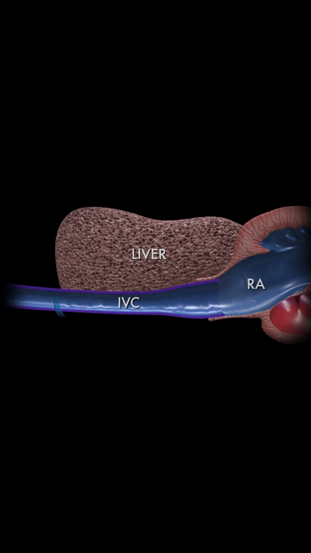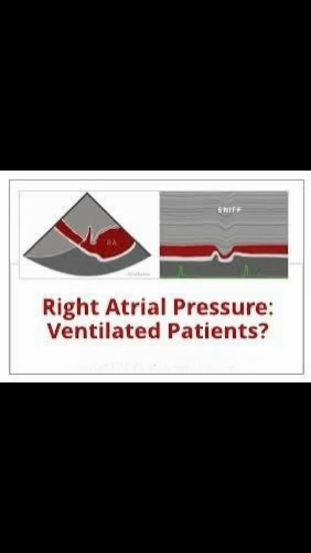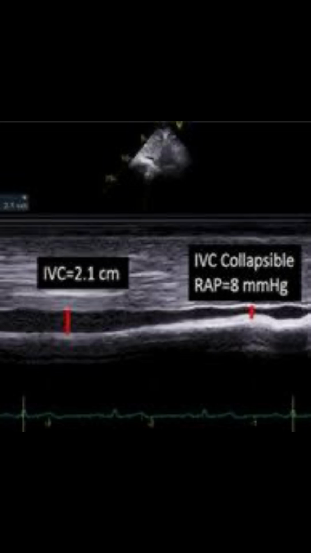Preload assessment, the IVC and RAP. First, let's talk about preload, the filling pressure of the right heart. This is assessed by the right atrial pressure, RAP. The most practical, non-invasive proxy for RAP is the evaluation of the inferior vena cava, IVC. We must accurately measure the IVC diameter and its degree of inspiratory collapsibility.